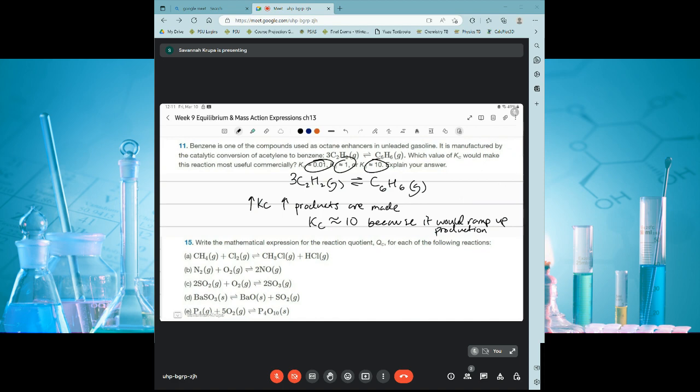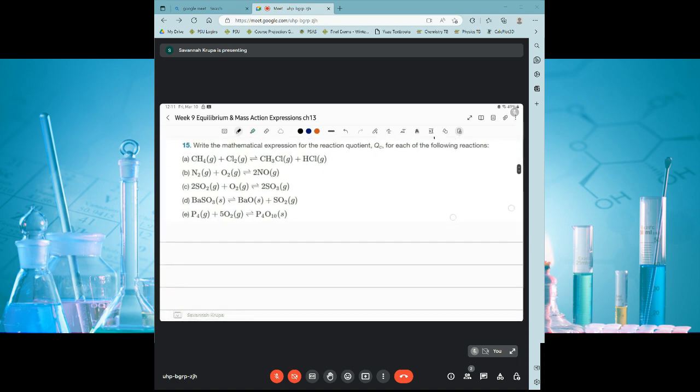So now let's move on to question 15. Question 15 says, write the mathematical expression for the reaction quotient Kc, or Qc, for each of the following reactions. So we are going to be working with 15A through E. So let's first refresh us on what the Kc equation looks like. So for A, let's work on that one first.